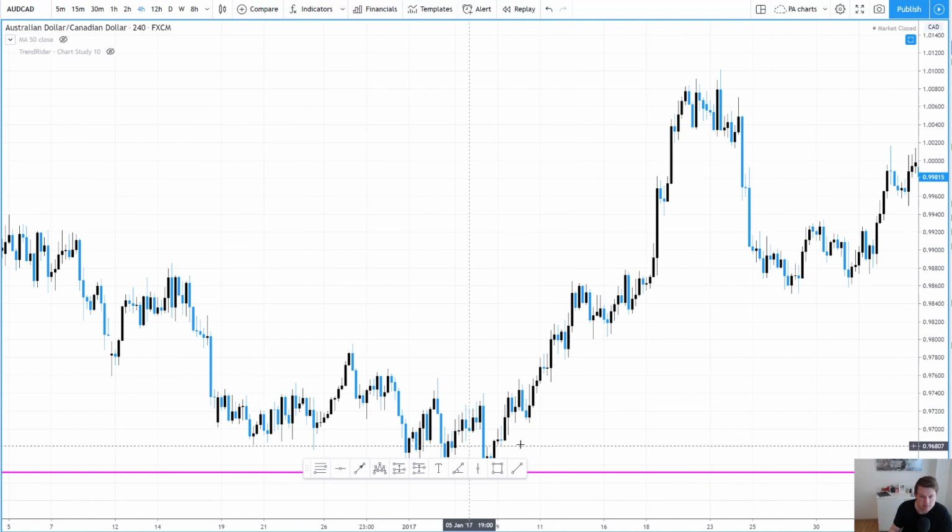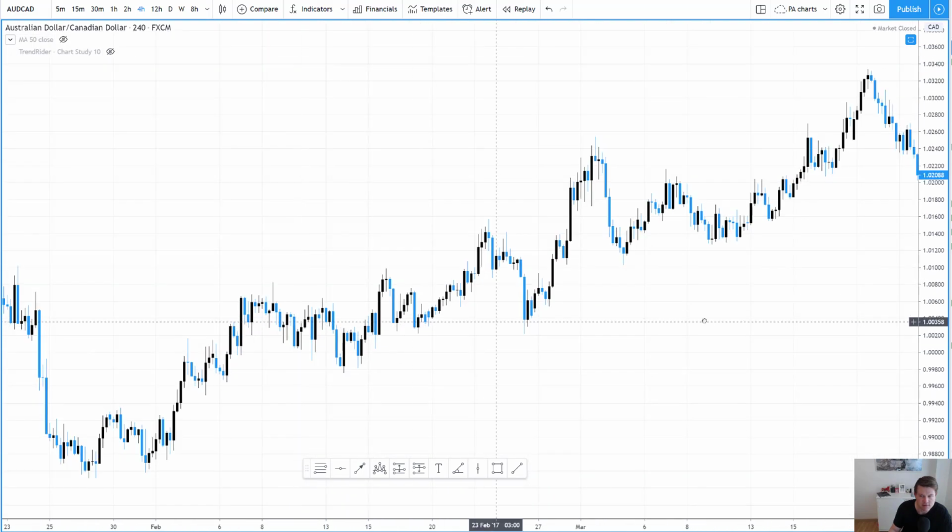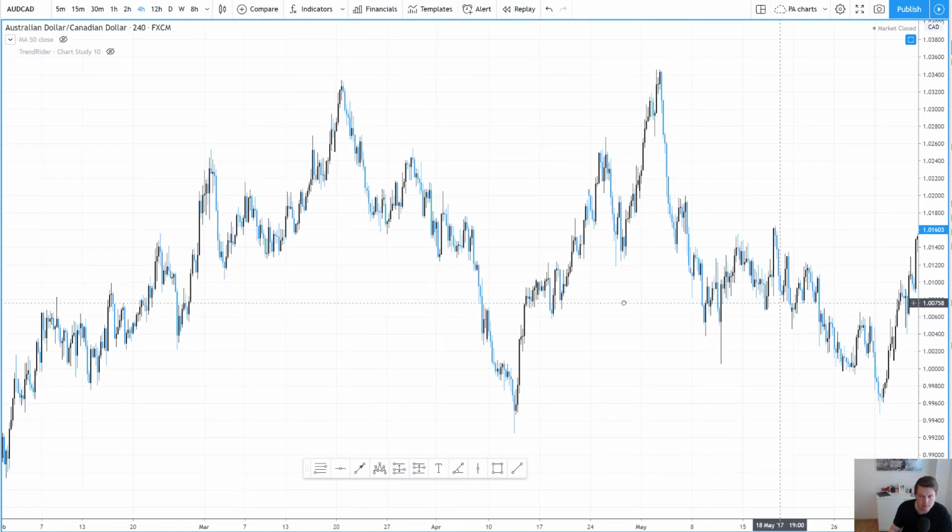So now we have another swing low that we identified, and let's see, we're just waiting for the price to get back to those levels.